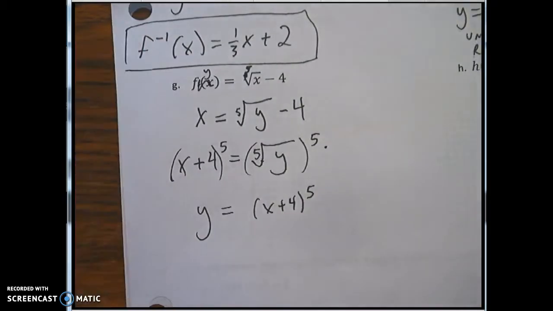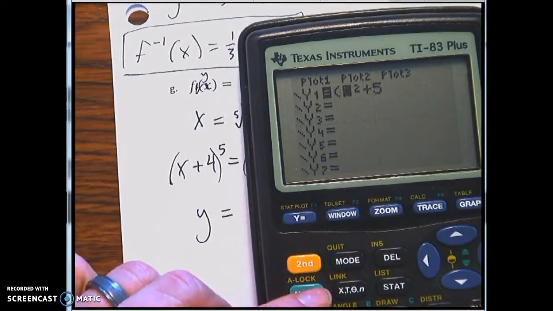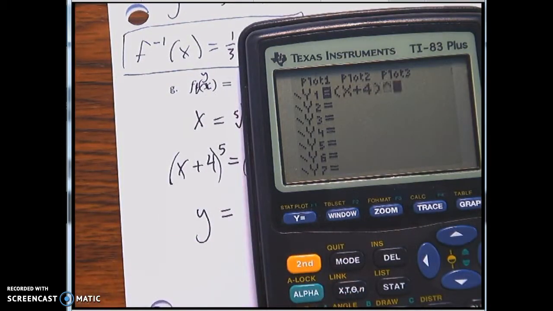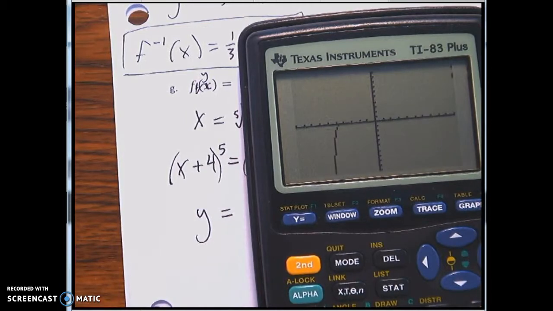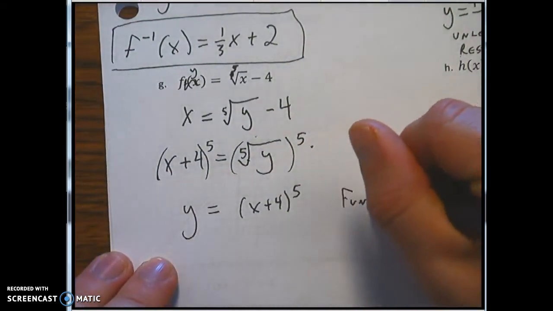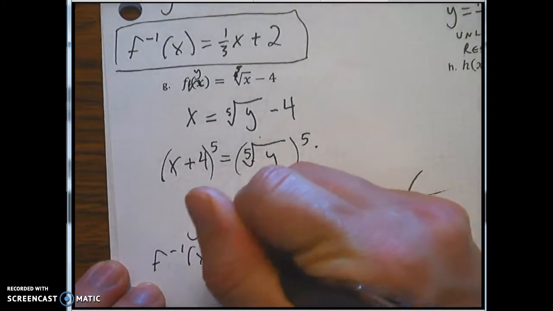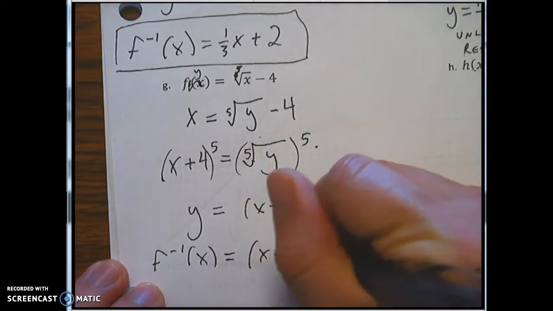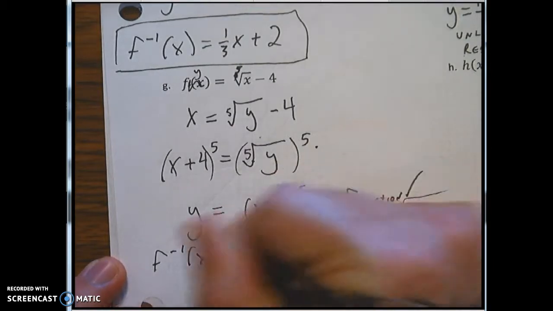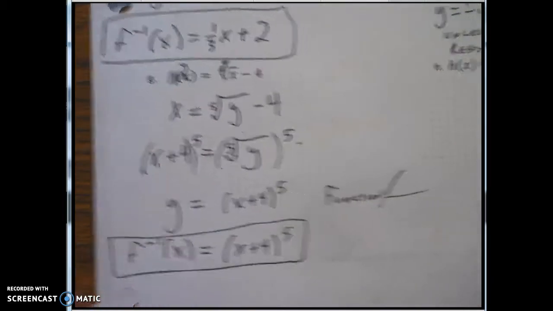Now you might be looking at that wondering if it's a function or not, so I'm going to go ahead and graph it. x plus 4 to the 5th power. It looks an awful lot like a cubic. It's not a cubic, it's to the 5th power, but it looks like a cubic, and it is indeed a function. So I'll say, yeah, it's a function. And so I'll write it in function notation. f inverse of x equals x plus 4 to the 5th power. All right, got one left, and then this video will be over.